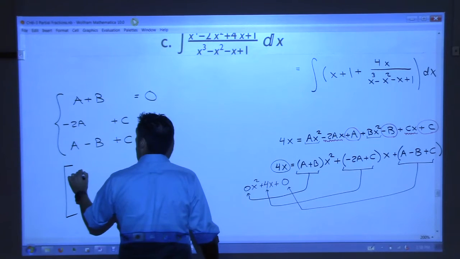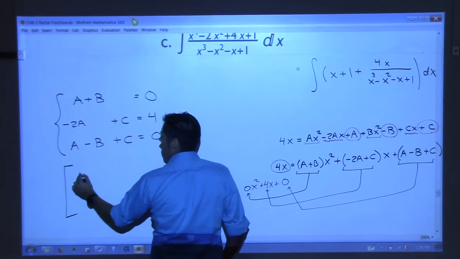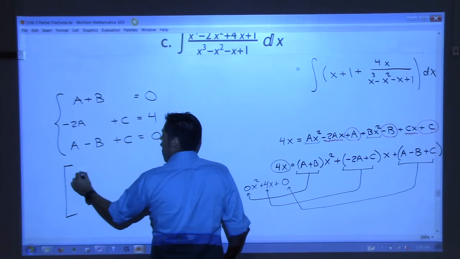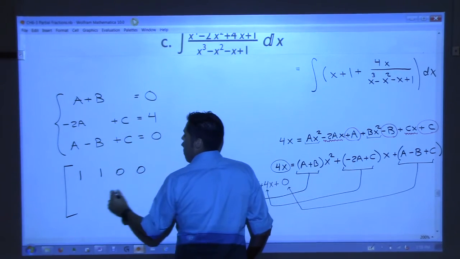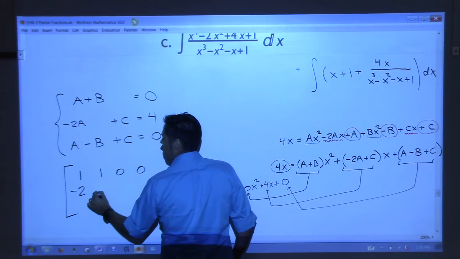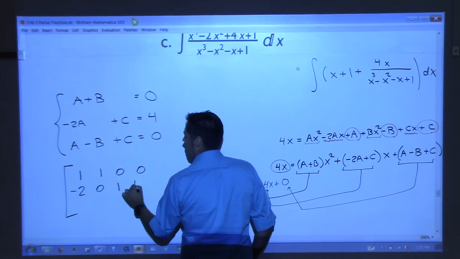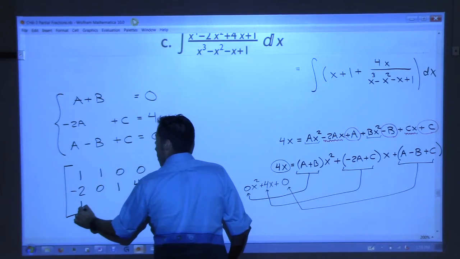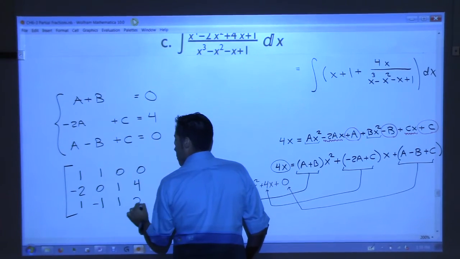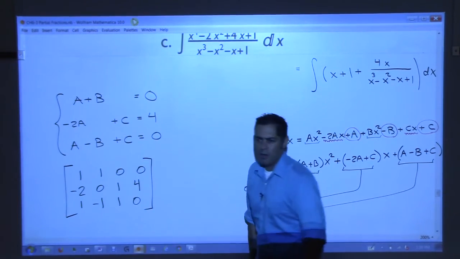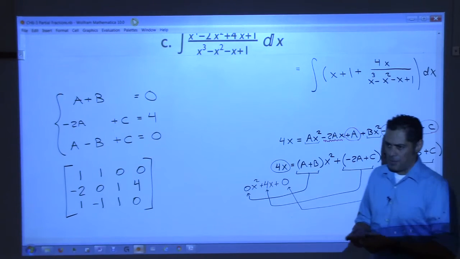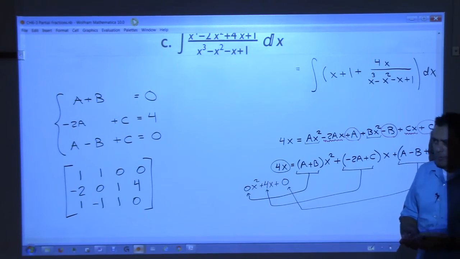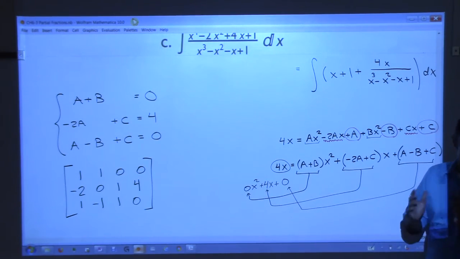So we're going to have, what's the matrix we're going to have, the augmented matrix? 1, 1, 0, 0, negative 2, 0, 1, 4, and finally 1, negative 1, 1, 0. And we throw that into the RREF, reduced row echelon form. And look, if you do this enough, you'll kind of get fast with that. Just like bracket, bracket, da da da, comma, comma, and you get all the numbers in there.